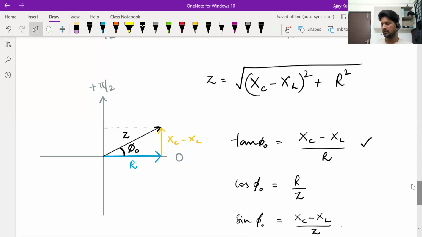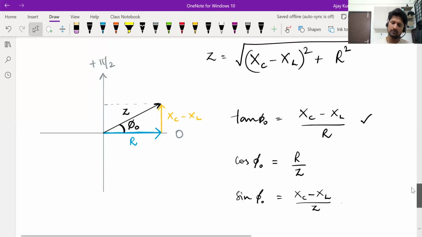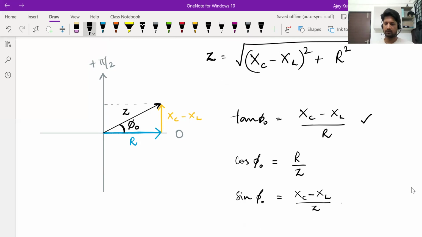Okay. So that way you can get the Z value. Z value is called impedance. Net impedance of the entire circuit. If only resistor was there, you call it resistance. If only capacitor was there, you would have called it capacitive reactance. If only inductor was there, you would have called it inductive reactance. If all three are there, you call it impedance of the circuit as a whole. That is how it is calculated.